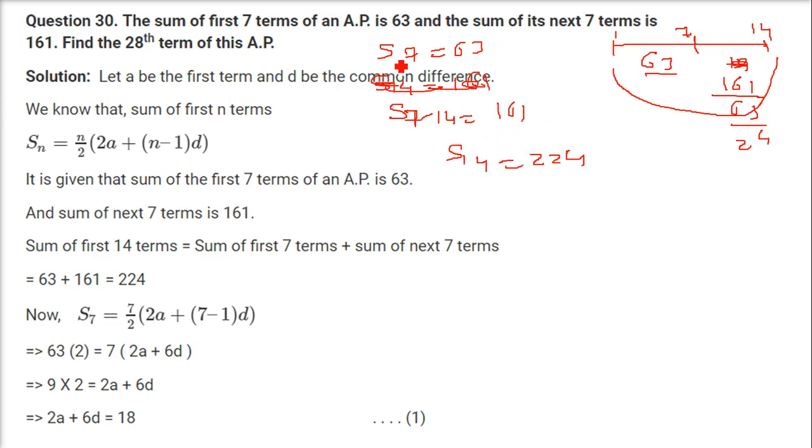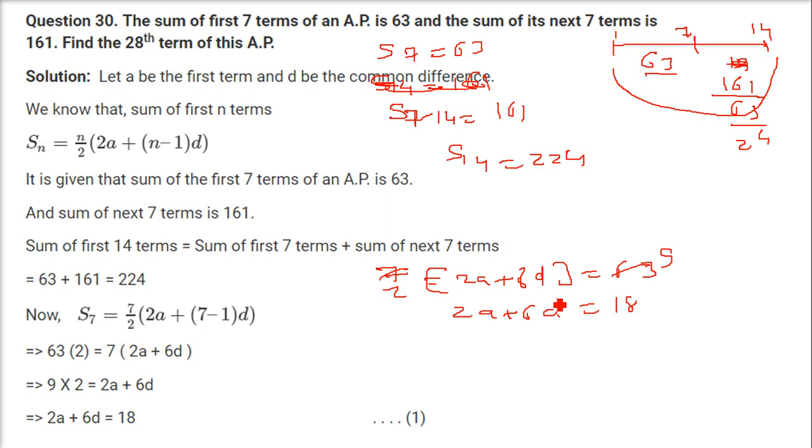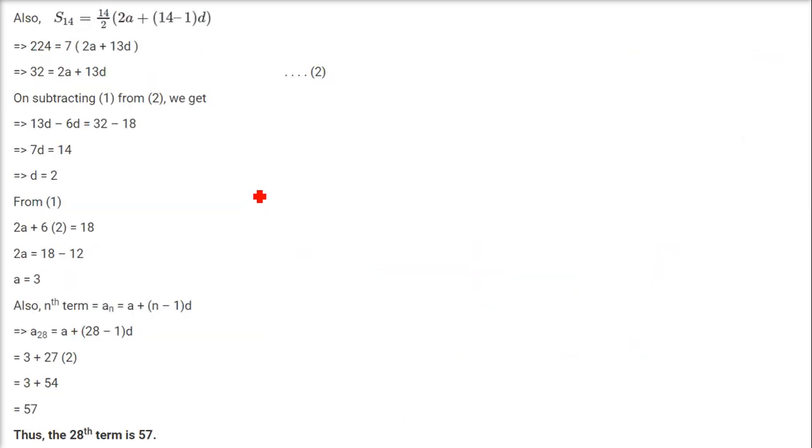So let us use the formula now. S7 is 63. So we have 7 by 2 into 2a plus 7 minus 1, that is 6d, equal to 63. This is our first equation. So 7 9s are 63, 9 2s are 18. So 2a plus 6d equal to 18. Divide both sides by 2. So you get a plus 3d equal to 9. This is our first equation.